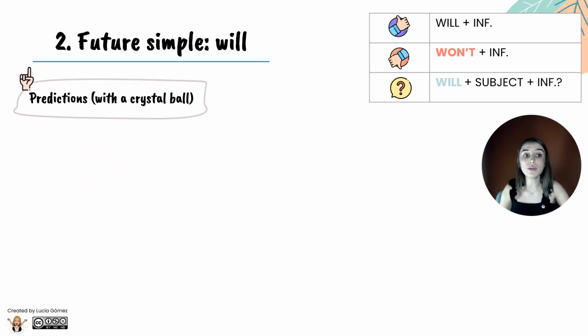First of all, we use it for predictions with a crystal ball. What do I mean with a crystal ball? That these are predictions that are not likely to happen. I'm not sure that this is going to happen because I'm talking about a very far away future.